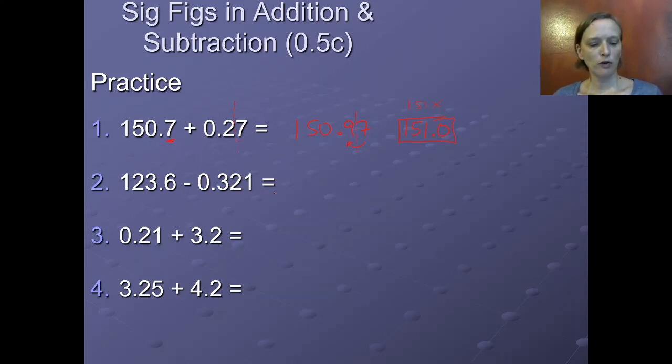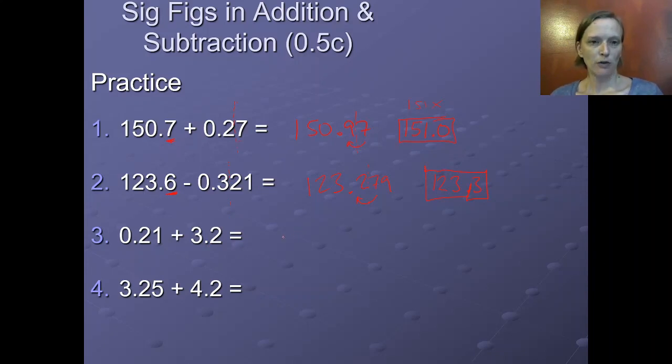Looking at question 2, if you plug this number into the calculator, you would get 123.279. However, my first number only has 1 decimal place, my second number has 3 decimal places. So in reality, I can only go to 1 decimal place in my answer. Again, this number is 5 or higher, so I'm going to round up, and my final answer is 123.3. Oops, didn't circle that right. There we go.